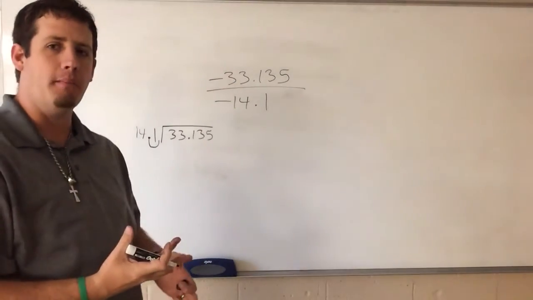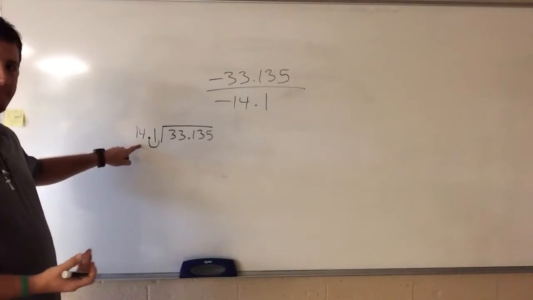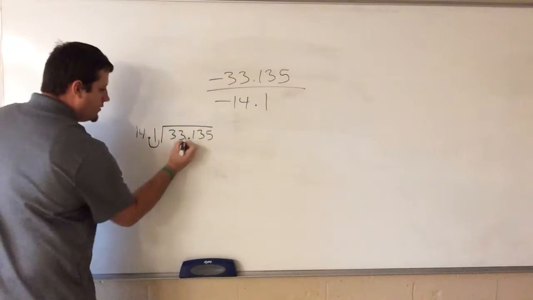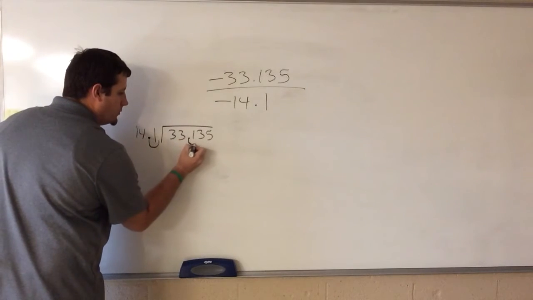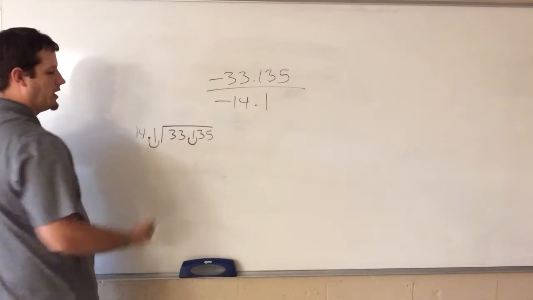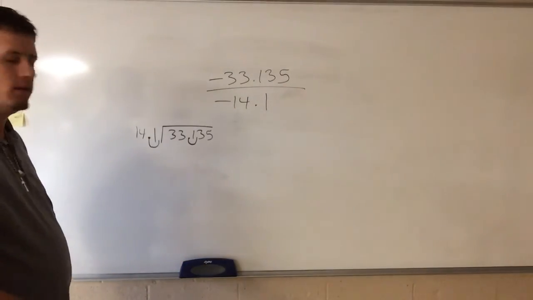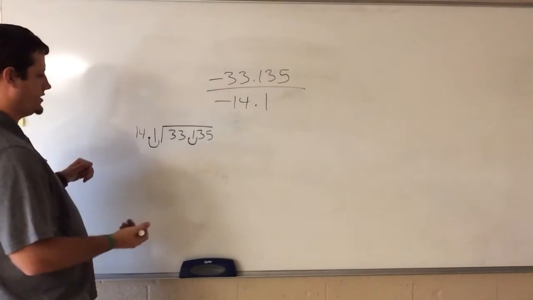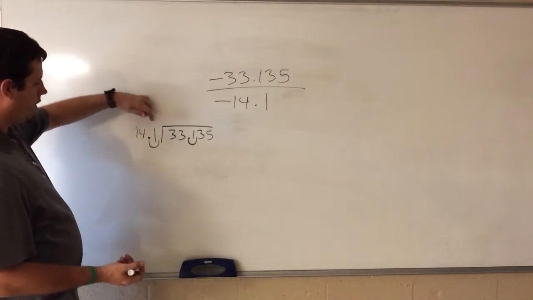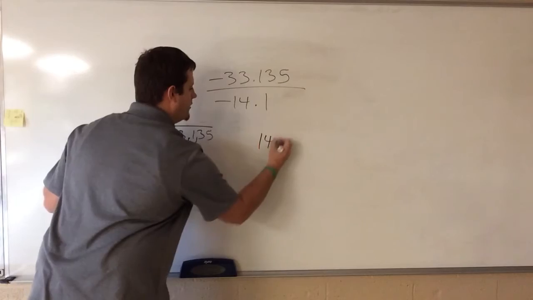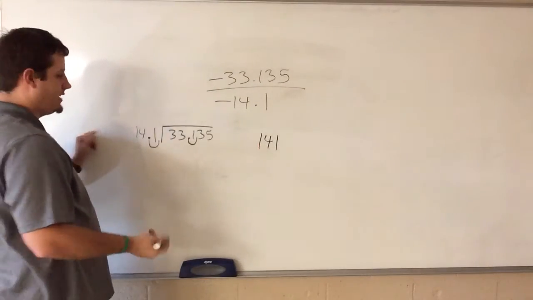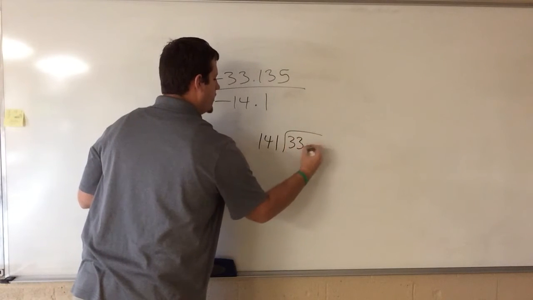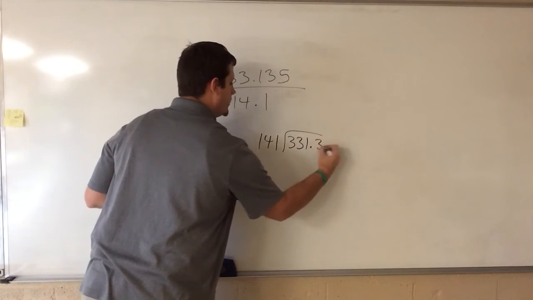Now here's the thing I got to remember. If I do it on the outside, I've got to do it on the inside also. So take the decimal there. I only moved it once on the outside, so I'm only going to move it once on the inside. Now, just for kind of pretty math purposes, I'm just going to rewrite my question. So instead of 14.1, it's 141. Instead of 33.135, it's 331.35.